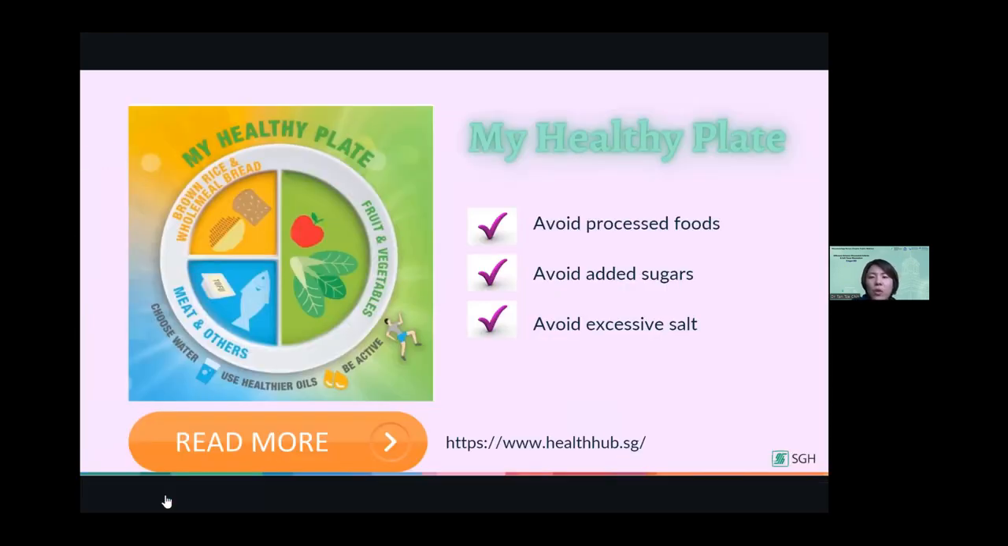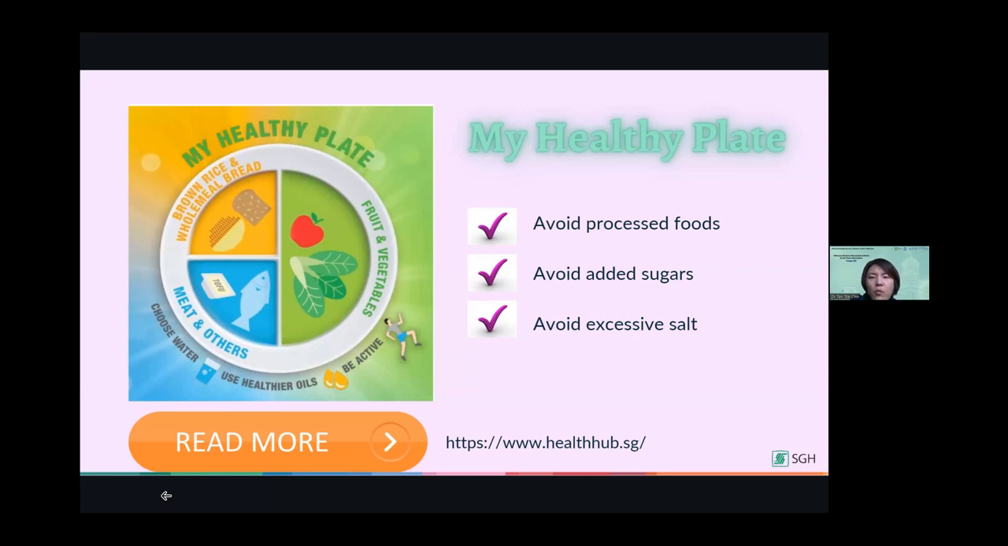A good resource to learn about a healthy diet would be on our healthhub.sg. My Healthy Plate outlines the major food groups that you should be taking every day. For a start, we should avoid processed foods. We need to avoid added sugars in our diet. We should also avoid excessive salt. My Healthy Plate recommends that half of your plate is filled with fruits and vegetables. A quarter of your plate is filled with whole grains. Another quarter of your plate is filled with meat and other protein food.